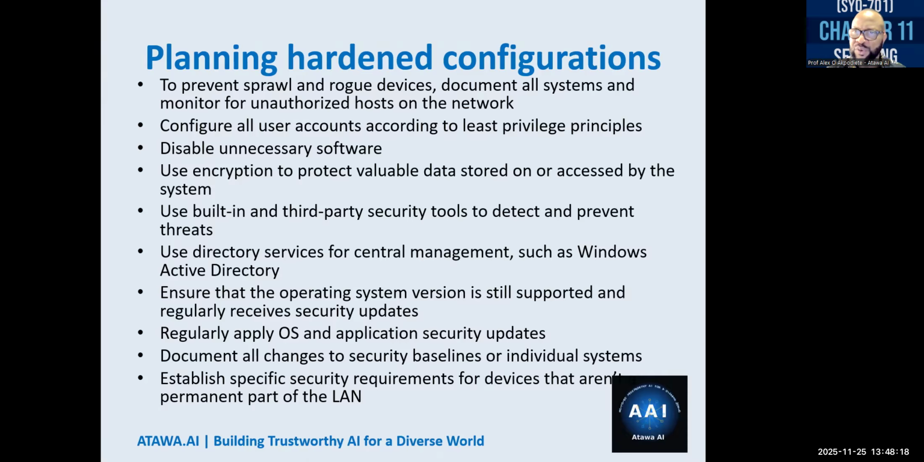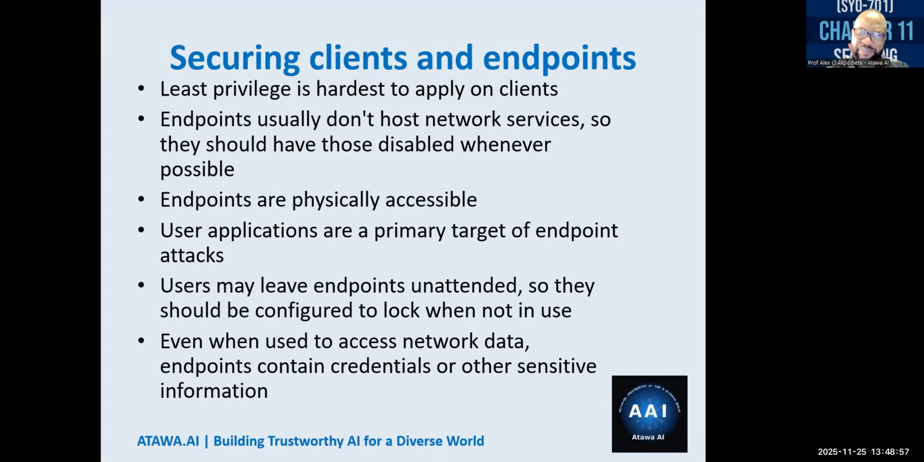Configure all user accounts according to the doctrine of least privilege. Disable unnecessary software. You hear the word bloatware. Use encryption. Ensure that the operating system version you're using is supported and receives security updates. If not, then apply what's called compensatory controls. And again, definitely apply all your patches. It also says to establish specific security requirements for devices that aren't a permanent part of your LAN, as in your local area network. And definitely have baselines. You have documentation if you ever change the baseline on your system.